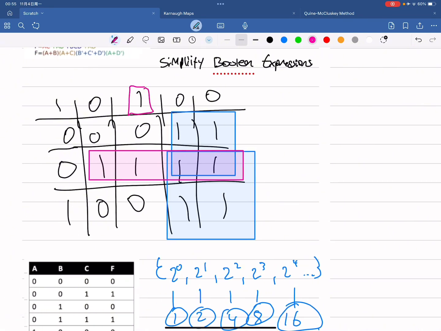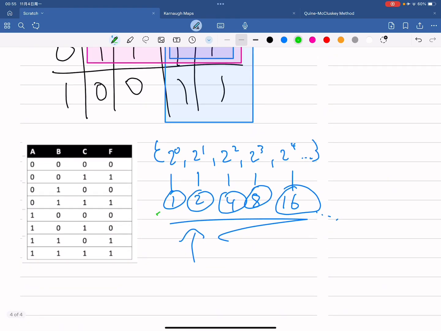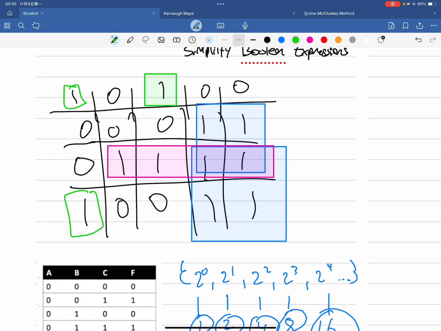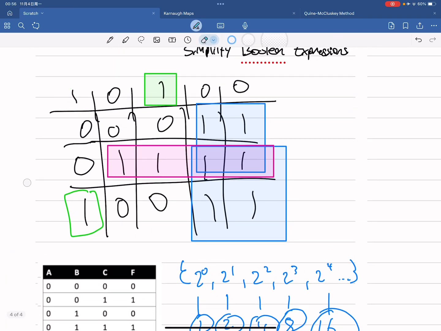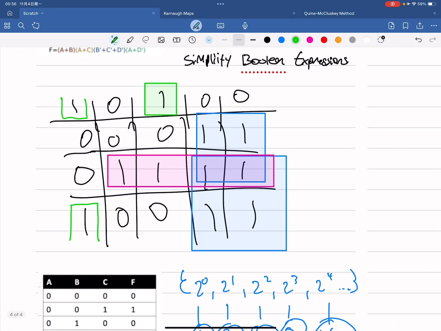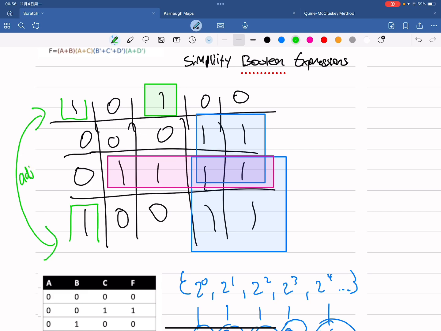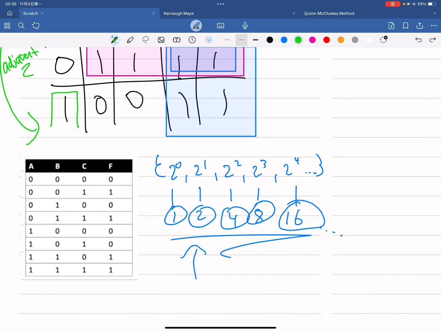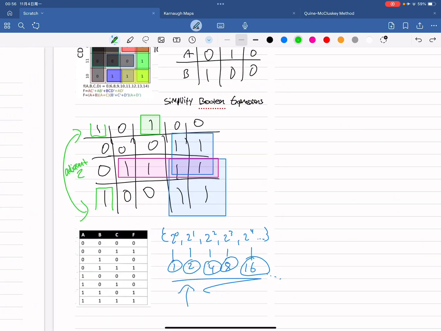Now, let me choose a different color. Can I have a single group of 1? As you can see in the set, 1 is in the set, so yes, we can have a single group. Now, what do we do about these 2? You might think that's just two groups of one. But you can actually group this together. This becomes an adjacent pair because they're adjacent to each other. So that counts as a group of two, which is also in the set. That's how you would group ones in this grid.